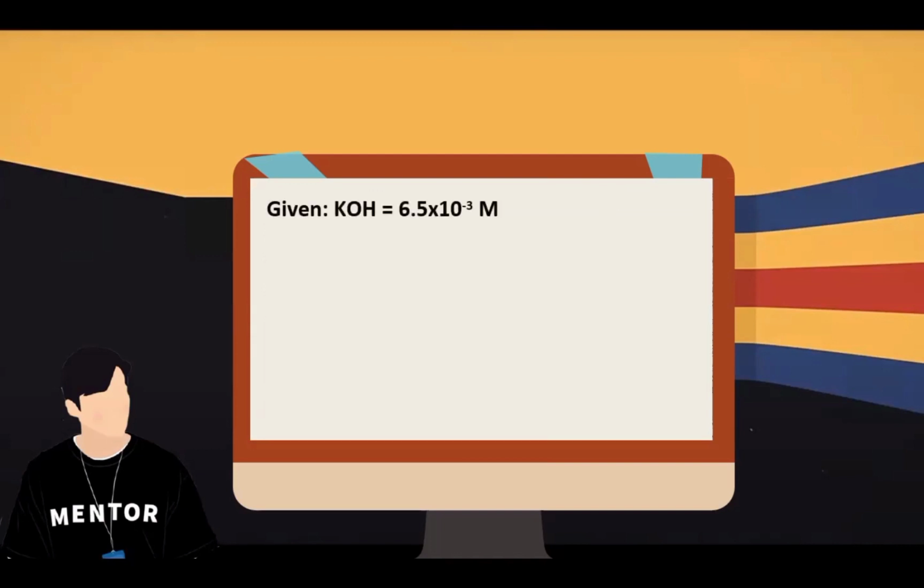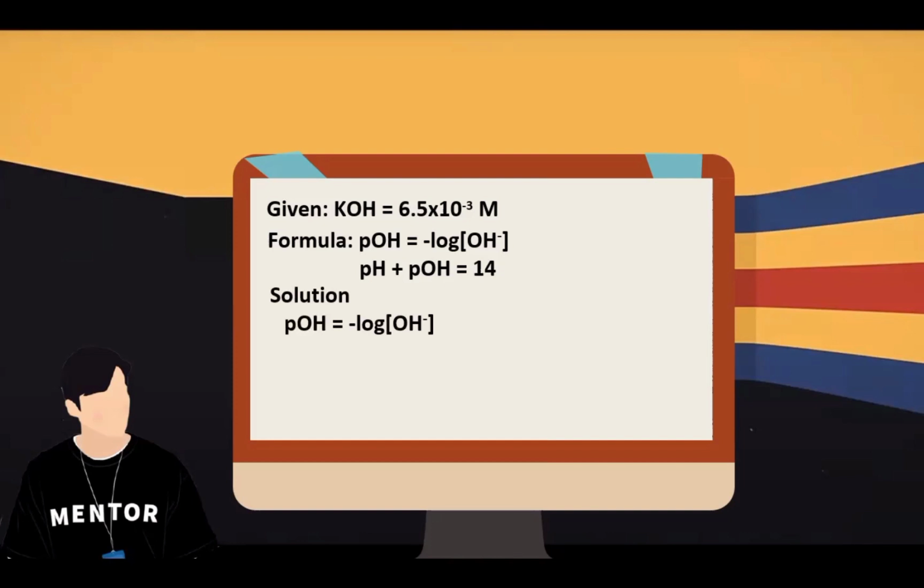First, let's write the given, which is the concentration of potassium hydroxide is equal to 6.5 times 10 raised to the power of negative 3 moles per liter. So pH is then calculated using the formulas negative logarithm of the hydroxide ion and pH plus pOH equals 14 for finding the pH. Using the calculator, we solve pOH equals negative log of 6.5 times 10 raised to the power of negative 3.